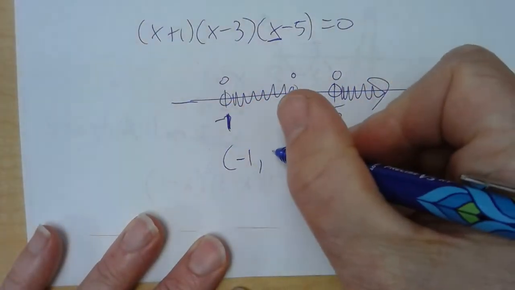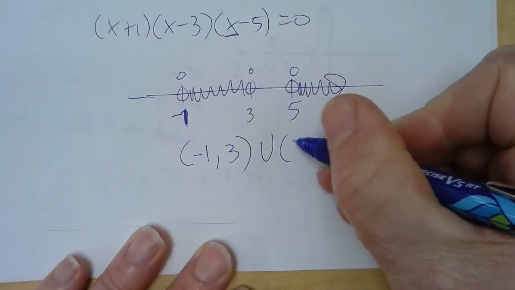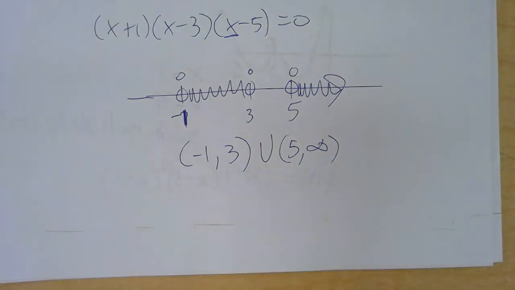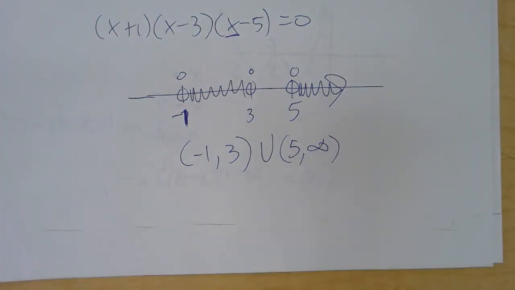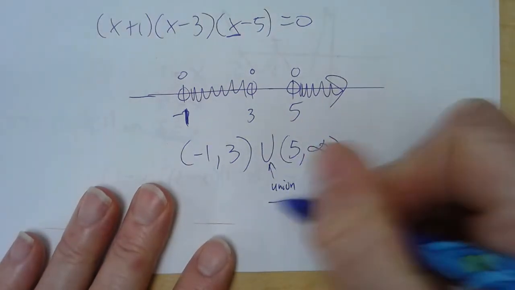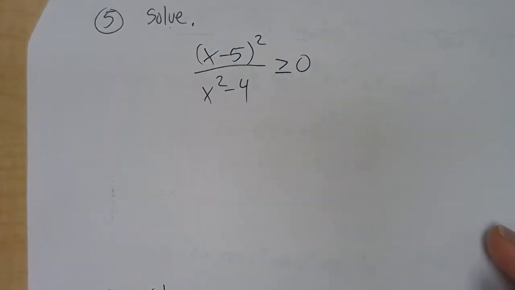Parentheses -1, 3, parentheses, union, and then 5 on the left side, smaller number on the left, bigger number on the right. Smaller number on the left, bigger number on the right. Union, right? This is unioning them together, the two sets. They're separate from each other, so you've got to union them together.